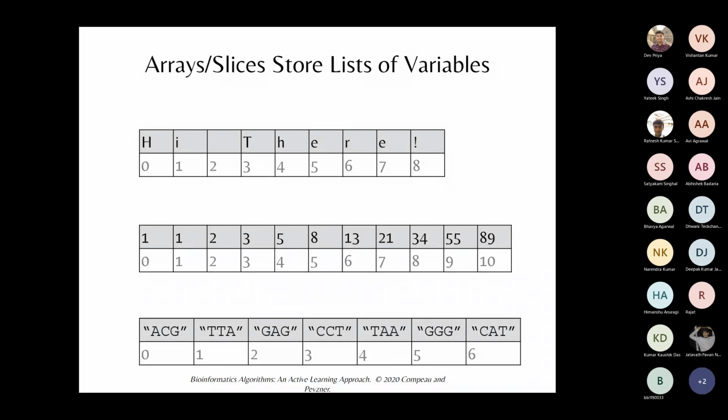Whenever you're storing lists or arrays, you typically have this kind of arrangement where you have your index, from 0 to whatever the length of your array is, and at each of these indices you have specific values stored. For example, this is a string array with specific letters stored at specific locations. This is a numerical array. This is an array of k-mers. So at location 0, you have ACG. At location 6, you have CAT. So you can have different kinds of arrays.